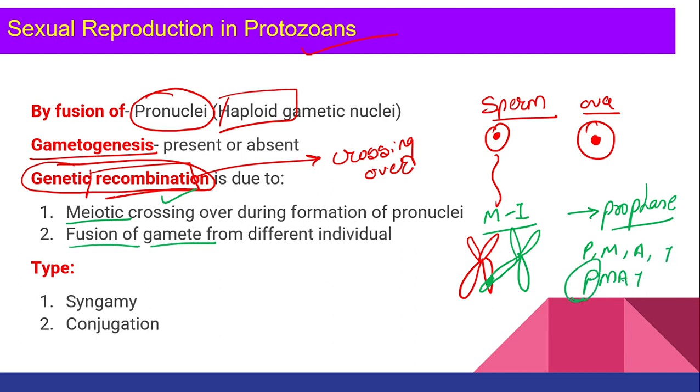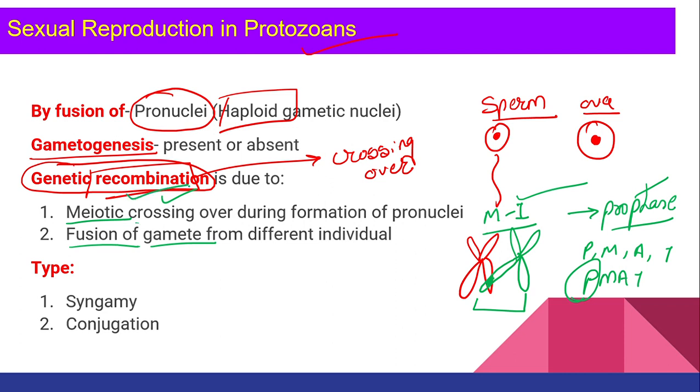PMAT. During prophase, we again have 5 subdivisions, 5 substages. Under that, we have leptotene, zygotene, pachytene, diakinesis, and diplotene. But we are not going to study that right now. You will study that in the cell cycle. You just have to remember one thing, that in meiosis 1 under prophase, there will be crossing over taking place.